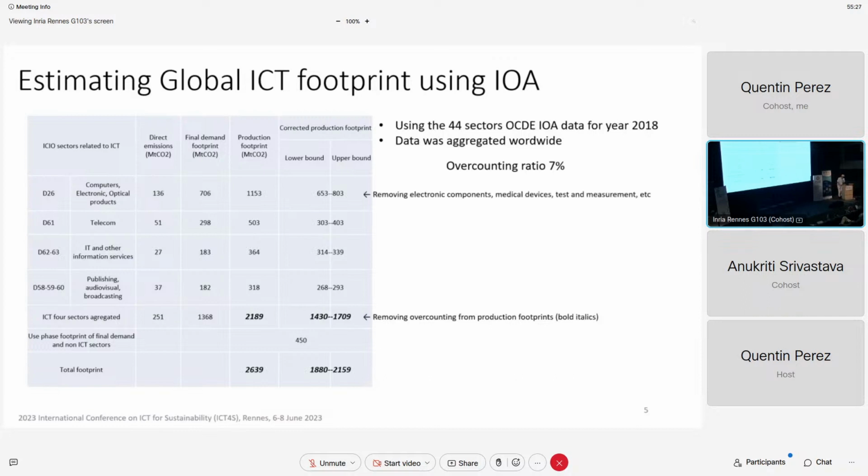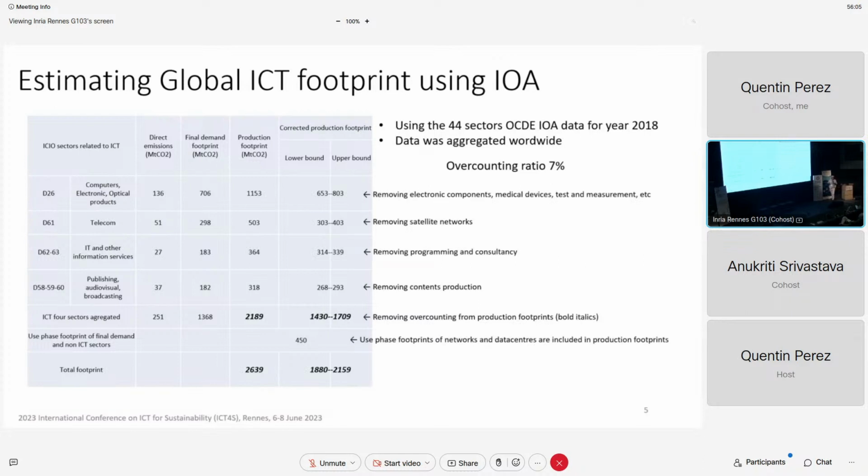So we looked into what was in these 4 sectors, and they were overstating ICT, so it was a larger scope than ICT, and we had to remove electronic components and a bunch of things. In removing, we had a big approximation in doing this work. That's why the result of the removal is rather an interval here.